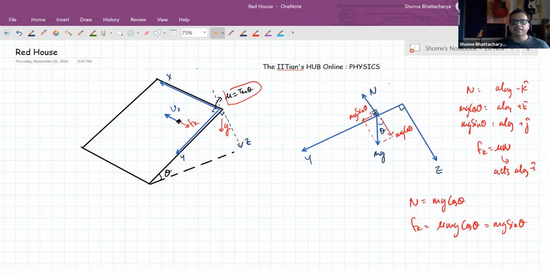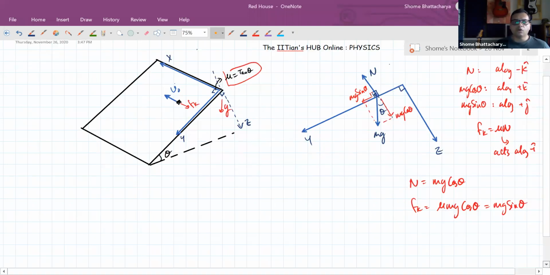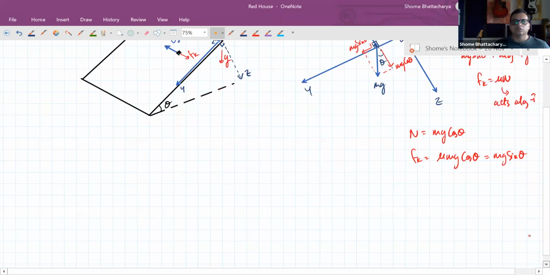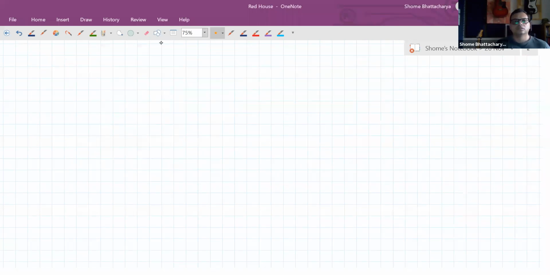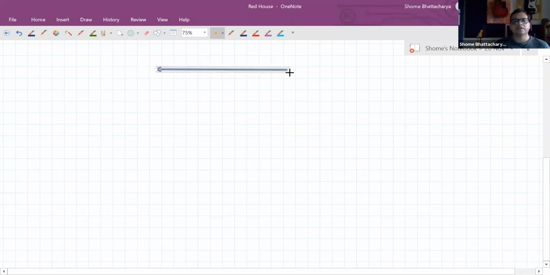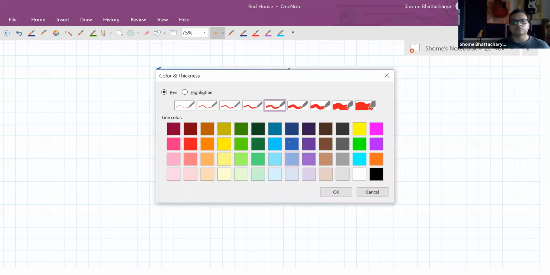So this is the free body diagram from this angle. Now we are looking into this. Now let's look into the free body diagram from the other angle, like the top view. So this was our x-axis, this was our y-axis. It's like we are seeing this from the top now.